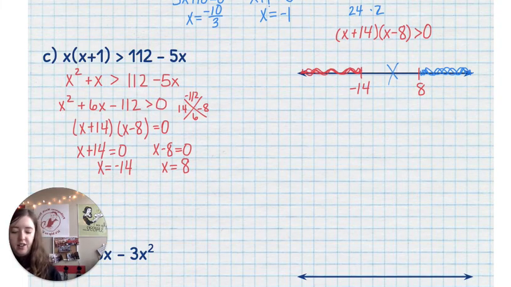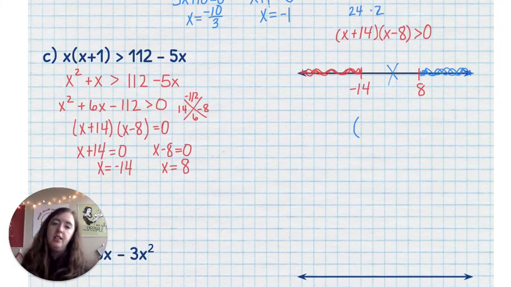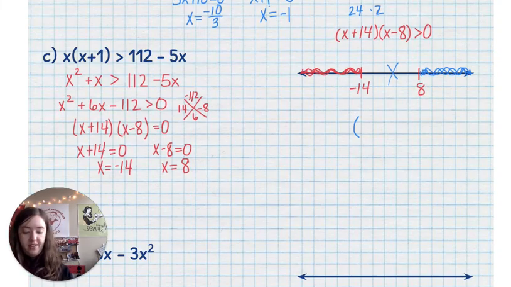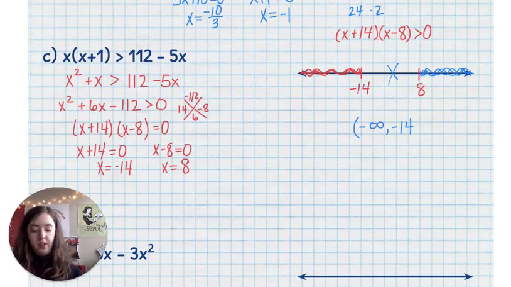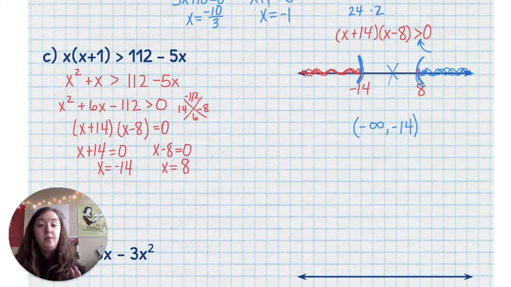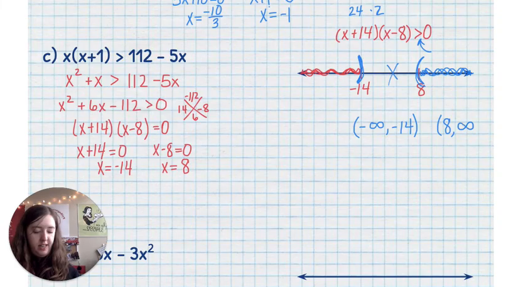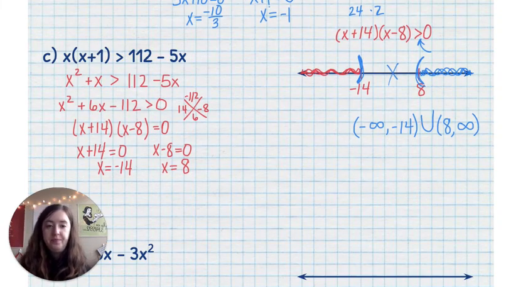So to write that in interval notation, this is my actual answer. I have values starting from negative infinity until I get to negative 14. Then I'm going to look at the inequality symbol. Since it does not have an or equal to, I need to have parentheses on both negative 14 and 8. So I don't have any values between negative 14 and 8. Start back up at 8 till infinity. Put those two sets together, we need a union.